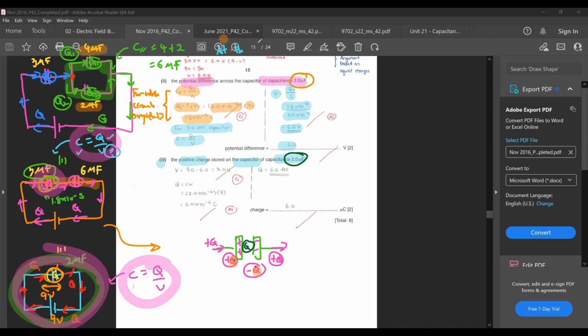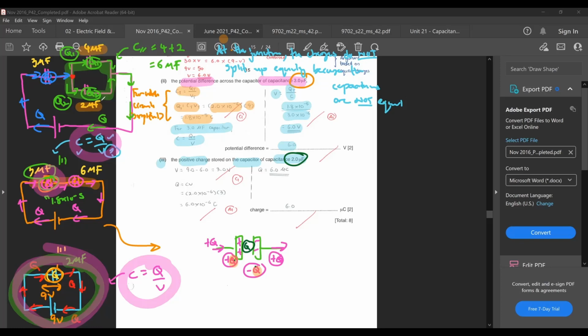At the junction, the charges do not split up equally because the capacitances are not equal. Okay, so because they're not equal, they won't split up equally.